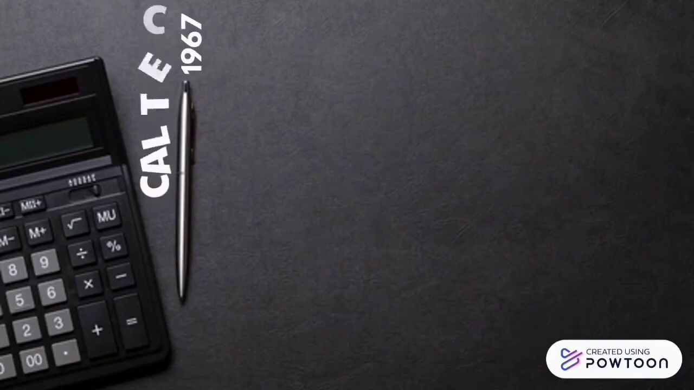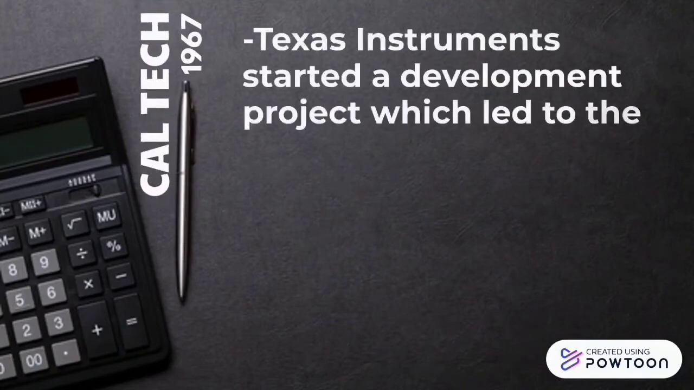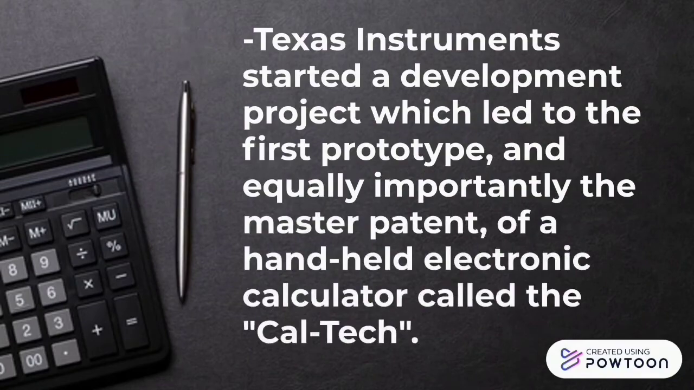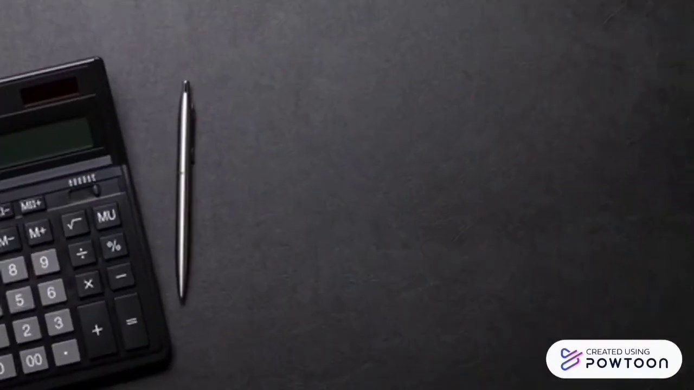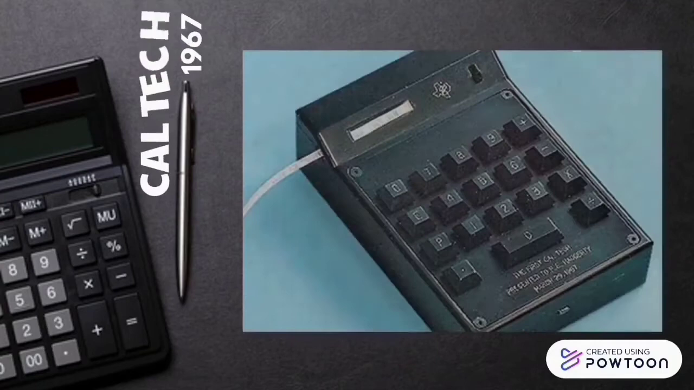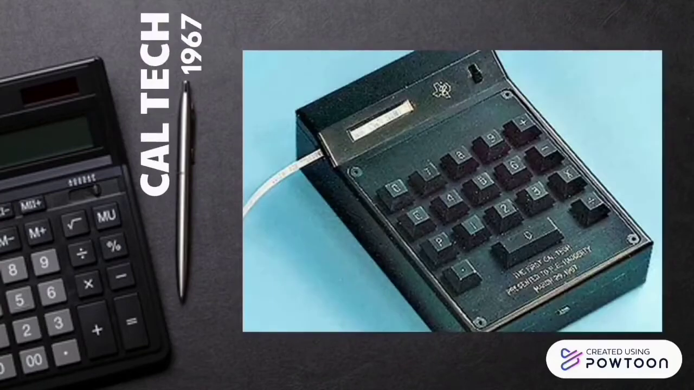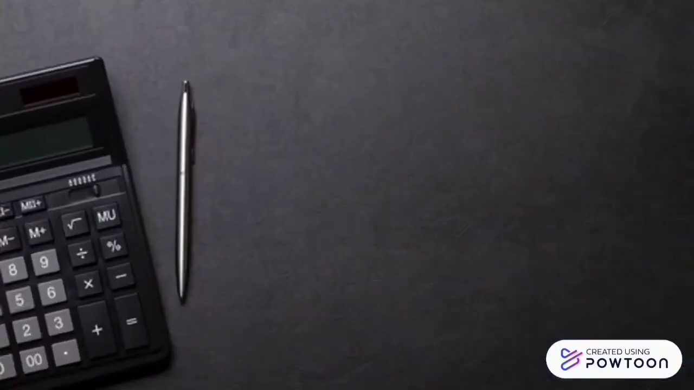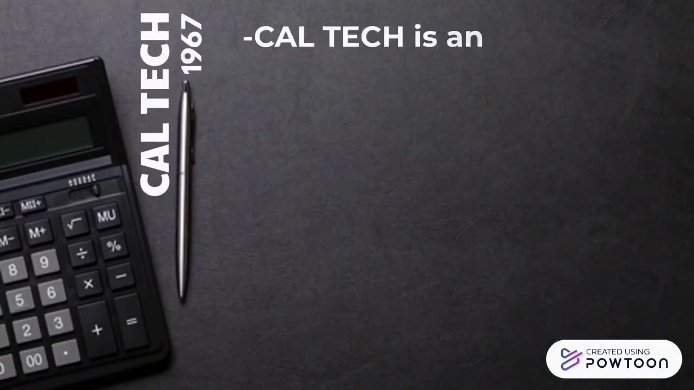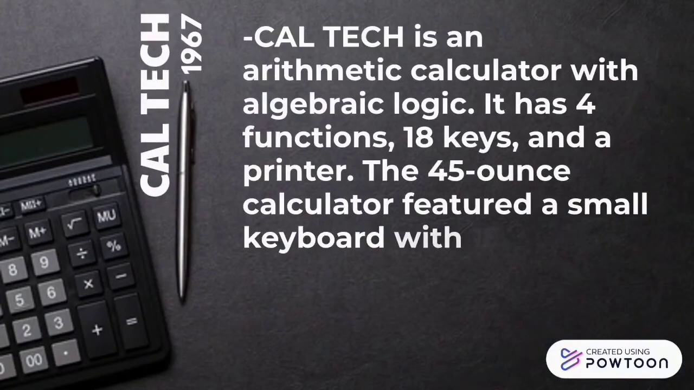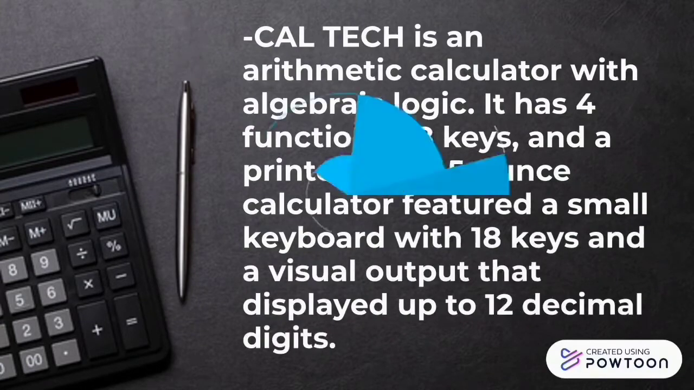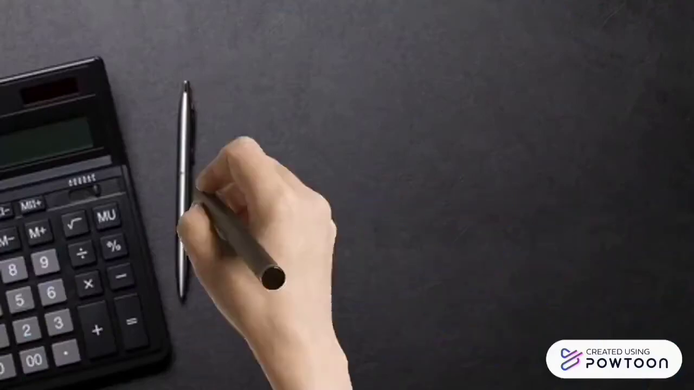Cal-Tech is an arithmetic calculator with algebraic logic. It has 4 functions, 18 keys, and a printer. The 45-ounce calculator featured a small keyboard with 18 keys and a visual output that displayed up to 12 decimal digits. Cal-Tech was the code name used for the device during its development, which was released commercially in 1970.